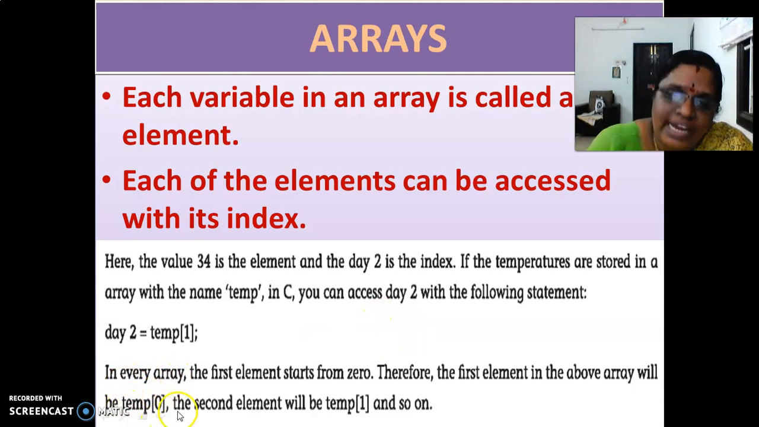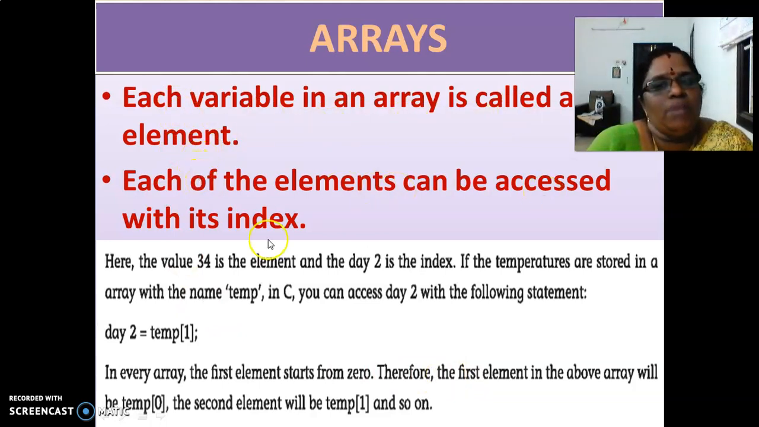So this is the array name, and this is the index. Got it, children? So in every array, the first element starts from 0. Therefore, the first element in the above array will be temp[0]. The second element will be temp[1] and so on. Clear with this?